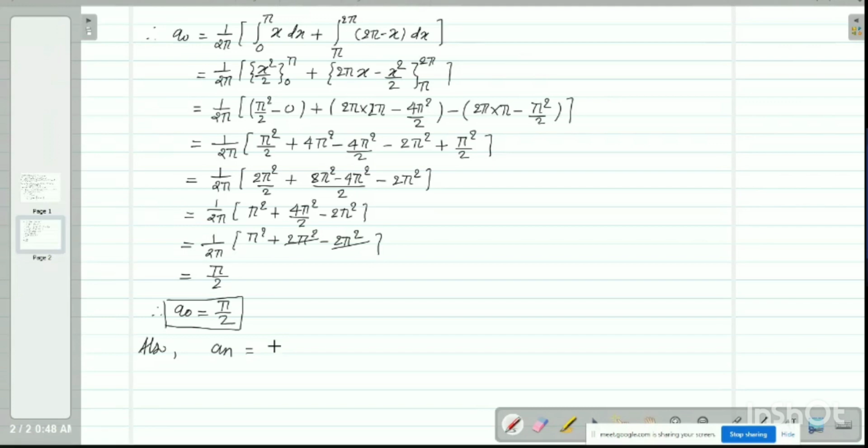a_n is what? You will have the formula 1 upon pi integration with limit 0 to 2 pi of f of x cos nx dx. Okay, this is your formula. Let us move to the next page, then we will put the function. So therefore a_n equals 1 upon pi as it is.